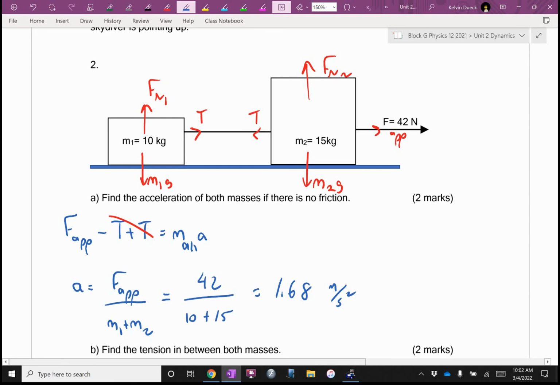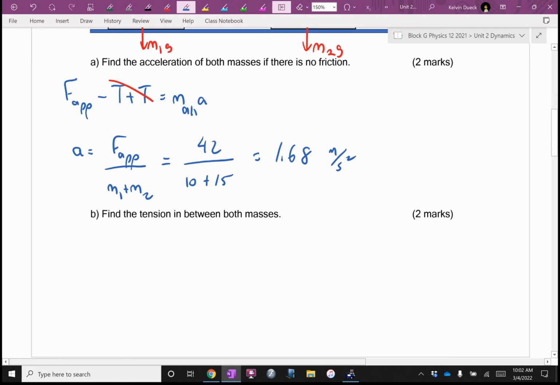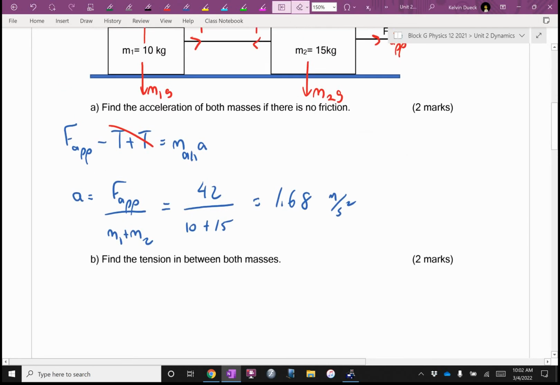Find the tension. I would use mass 1. Much cleaner. Oh, by the way, for 2 marks, you get 2 out of 2 if you got the right answer. Otherwise, I would give you a half mark for the original force equation, a half mark for getting the A by itself, a half mark for the numbers, and a half mark for the answer.